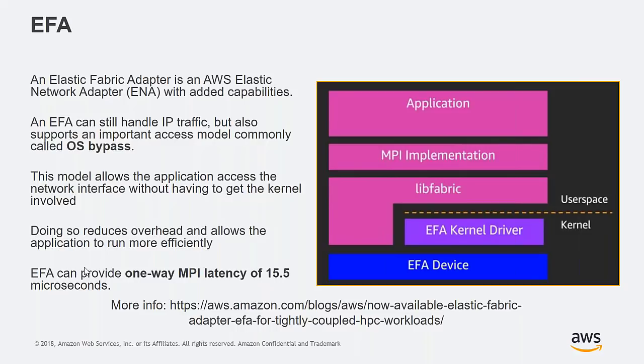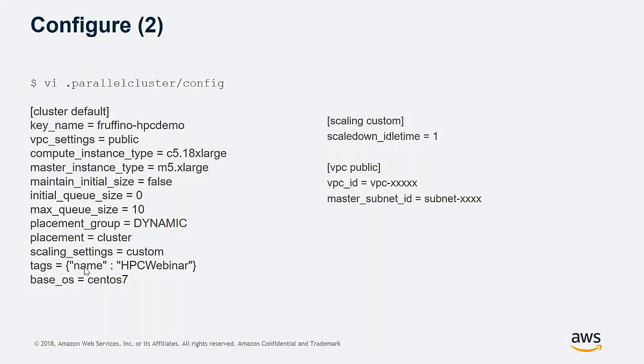This is particularly true when you are going to run tightly coupled applications, because EFA can reduce the one-way MPI latency to 15.5 microseconds. So your tightly coupled applications, while running on the new network with EFA, will experience a relevant improvement in terms of performance. And here is the link of a Jeff Barr blog post, where you will find more information regarding EFA. So this will hopefully help you to decide how you want to configure ParallelCluster. So here, for example, in my example, I've selected the C5 for the compute instances and the M5 for the master instance.